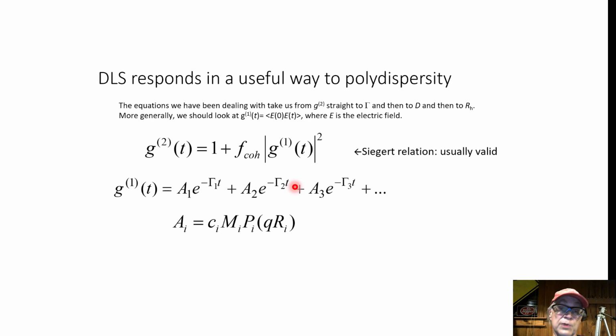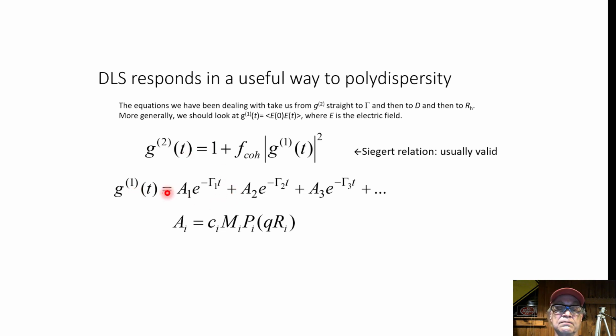So this brings me to the case of polydispersed samples in DLS. It does respond in a useful way to polydispersity. It's kind of complicated. What we often do is we take that G2 that we measure and we realize that it's actually the magnitude of what's called G1, the electric field autocorrelation function, which you cannot usually directly measure. You can usually directly measure this one. You can get that one by simple algebra.